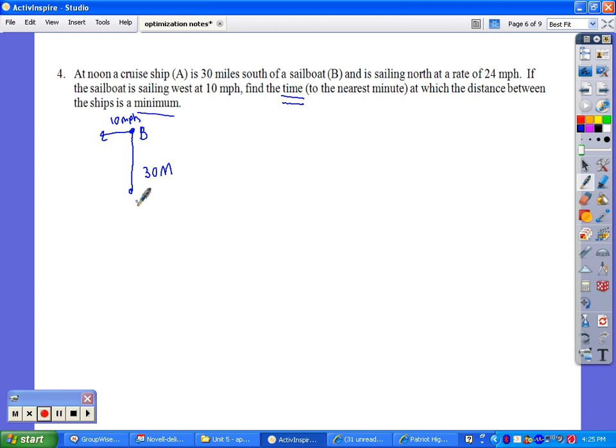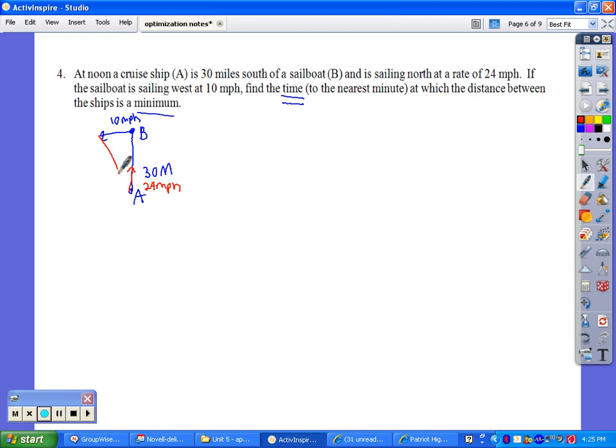And the sailboat A is actually traveling this way at 24 miles per hour. So they're actually decreasing this distance. And we're trying to find the time when the distance is a minimum.